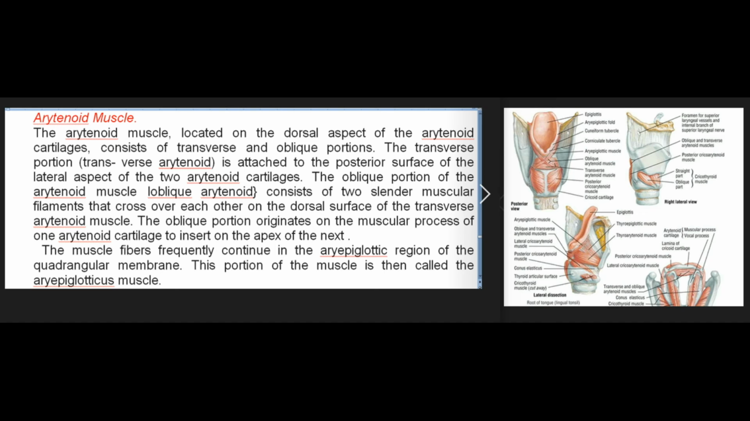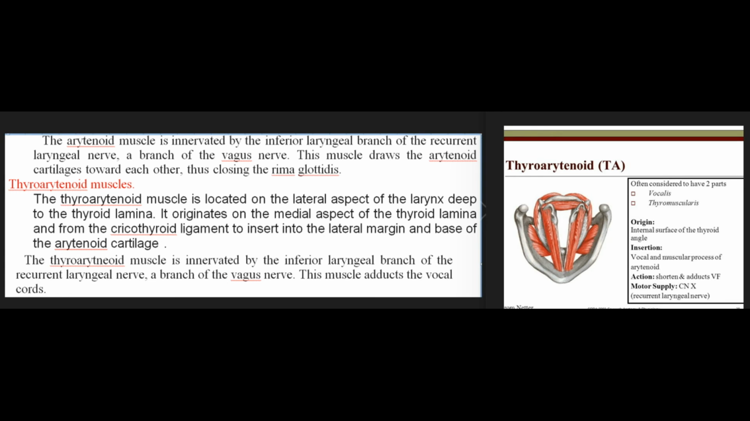The oblique portion originates on the muscular process of one arytenoid cartilage to insert on the apex of the next. The muscle fibers frequently continue in the aryepiglottic region of the quadrangular membrane. This portion of the muscle is then called the aryepiglotticus muscle. The arytenoid muscle is innervated by the inferior laryngeal branch of the recurrent laryngeal nerve, a branch of the vagus nerve. This muscle draws the arytenoid cartilages toward each other, thus closing the rima glottidis.